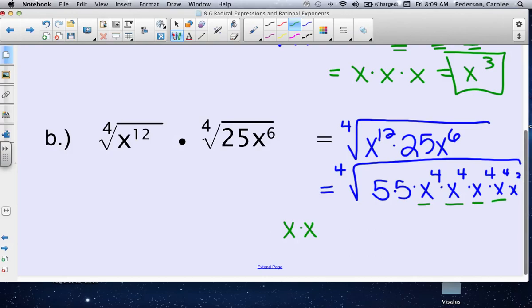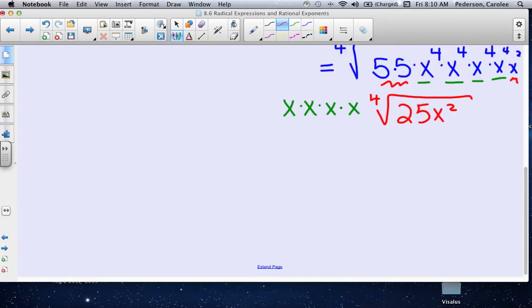Now we have 2 more. The other pieces, the 5 and the 5, and the x squared, are not large enough. They're not 4 of them, so they stay back underneath. So 5 times 5 is 25, and then that x squared. Now I'm just going to clean up that x, x, x, and x to the 4th. Then we have 4th root of 25x squared.